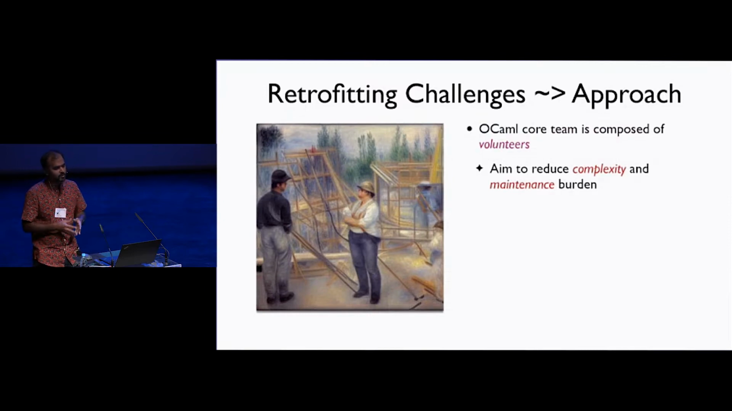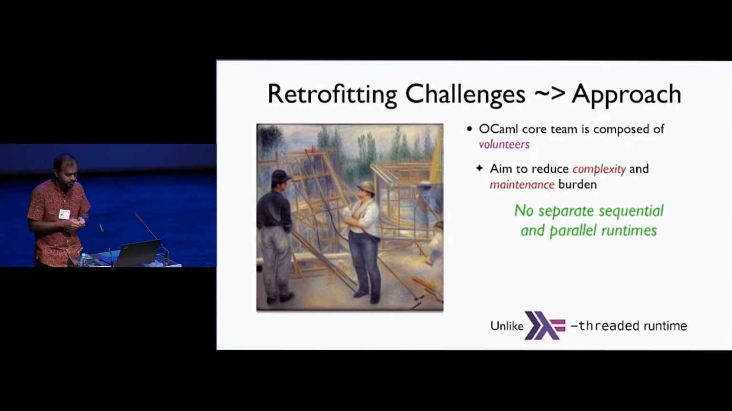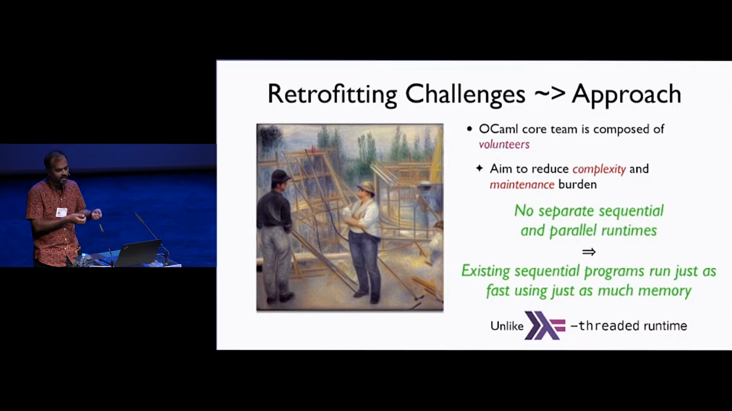Finally, the OCaml core team is composed of volunteers. So in building this multicore OCaml project, we didn't want to write thousands of lines of code, throw it across the wall and disappear. Essentially what we wanted to do is to ensure that the burden on the OCaml core developers remains small. One of the things that we wanted to do was not have separate sequential and parallel runtimes for OCaml. This is different from what GHC does with its threaded runtime for parallel execution. As a direct consequence of this, we had to ensure that our existing sequential programs that ran on OCaml 4 ran with the same time and using just the same amount of memory on this new runtime. This is a tall order, and this is what we set ourselves.